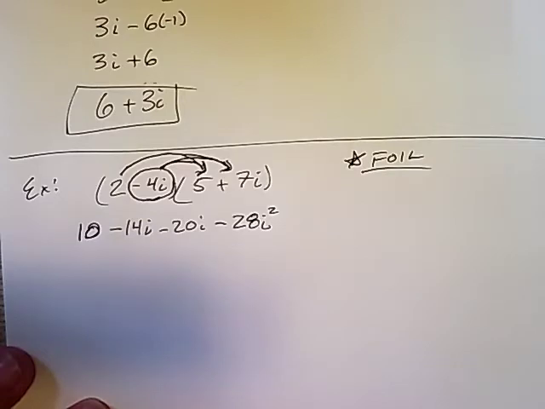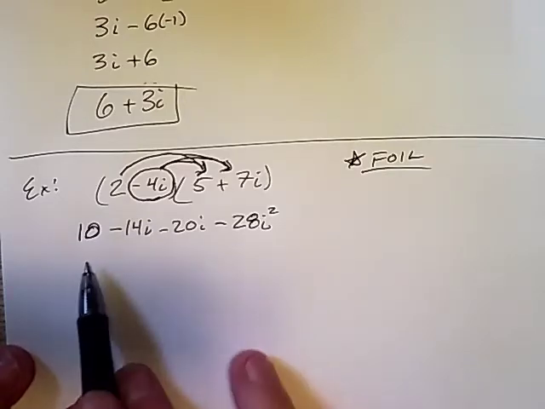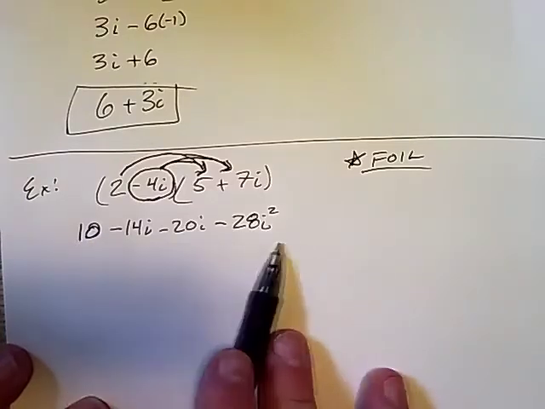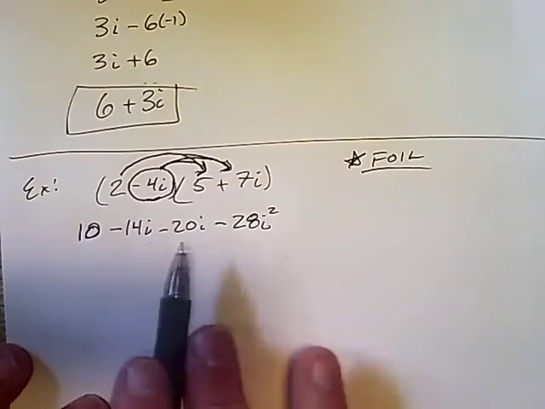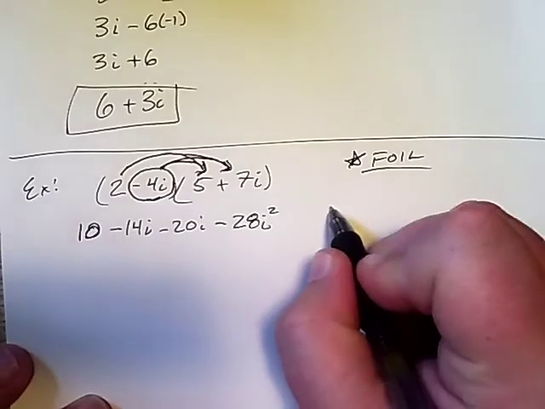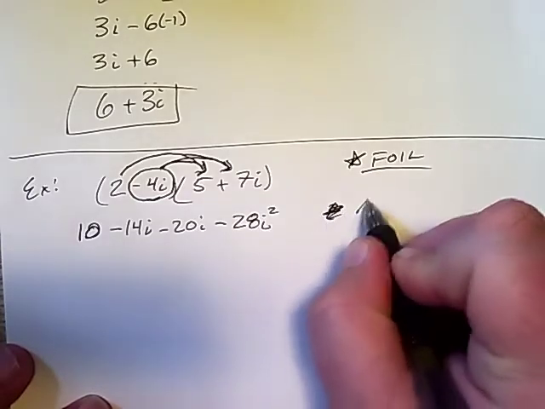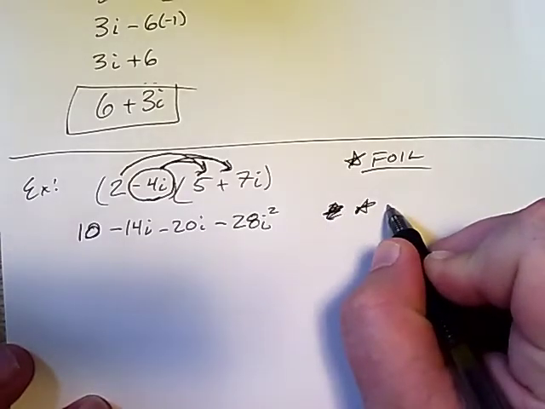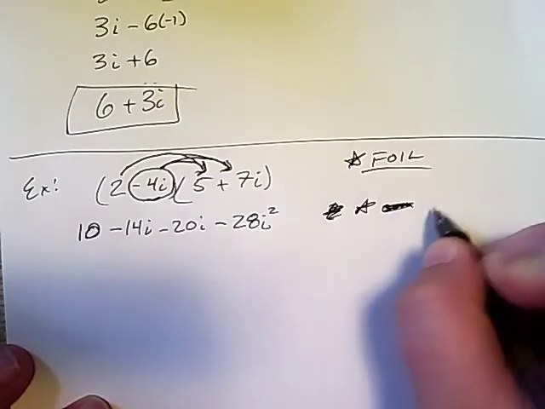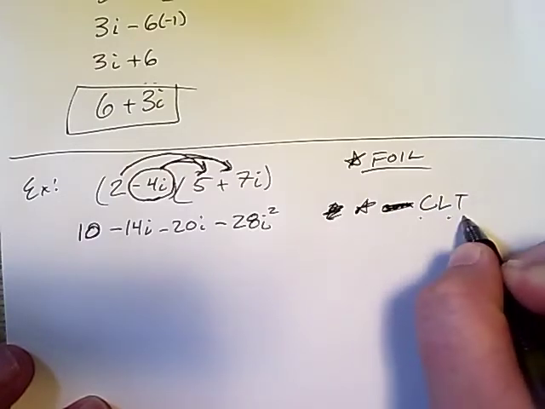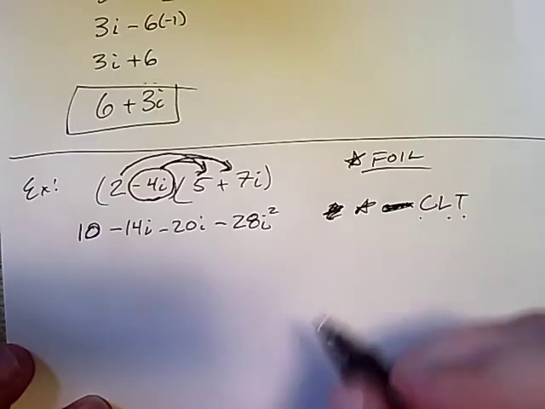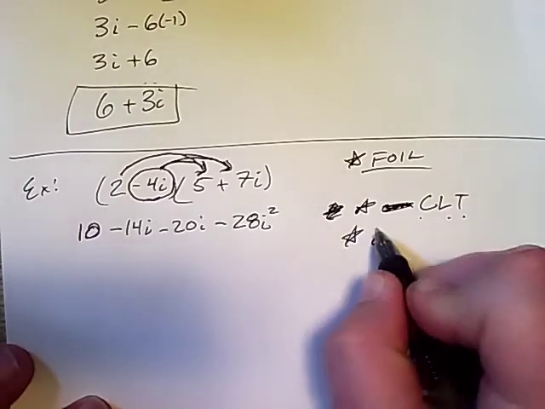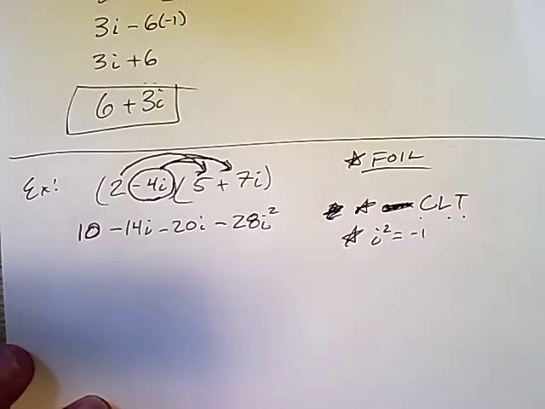Well, now I want to combine my real parts and combine my imaginary parts. Well, there's only one of the real parts at this step. So there are 2 things that we're going to do on this step. We're going to combine like terms. So I'm just going to write it like this. We're going to combine like terms, right? CLT, combine like terms. And then I need to remember, i squared equals negative 1.